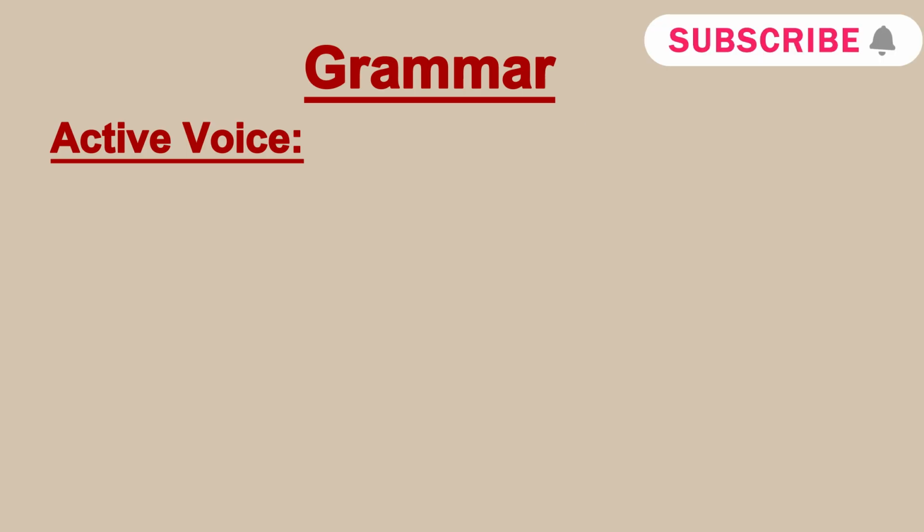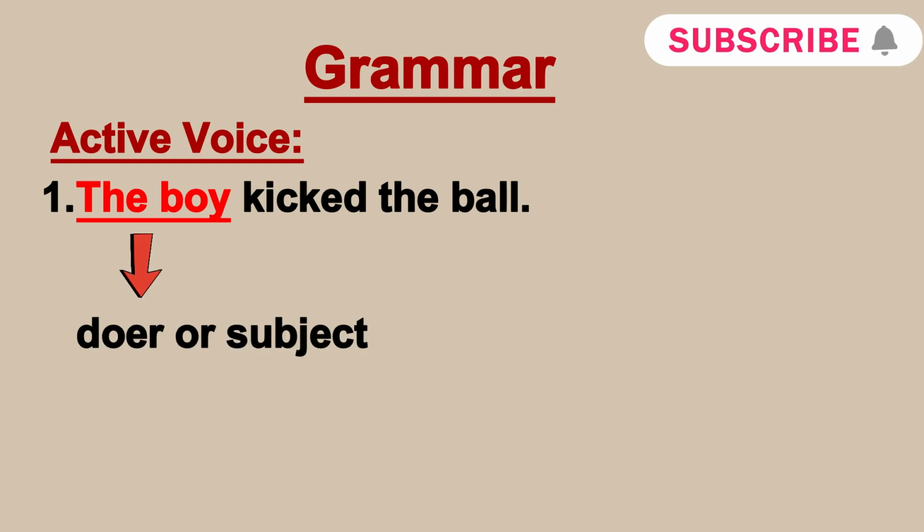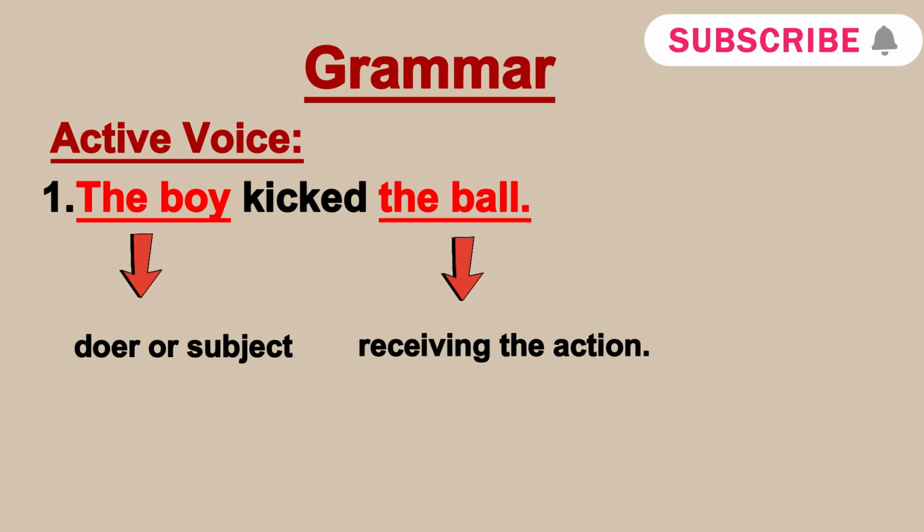Let's look at some examples of active voice. Example 1. The boy kicked the ball. Here, the boy is doing the action. He is the doer or subject, and the ball is receiving the action. That's why this is active voice.